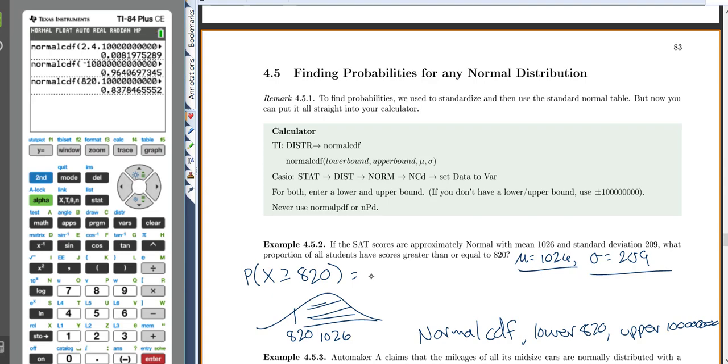And this gives me 0.8378. So about 83% of students have a score greater than 820. Now, you've never done it the old way, but just trust me when I say this is so much faster than doing it the old way.